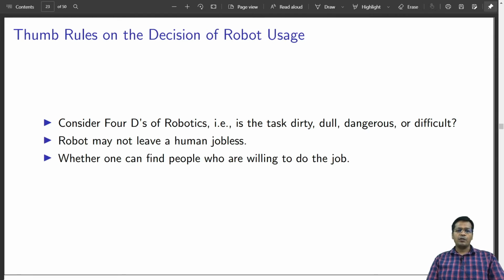Next, robots should not leave any human jobless. We see there are plenty of humans who are already jobless.